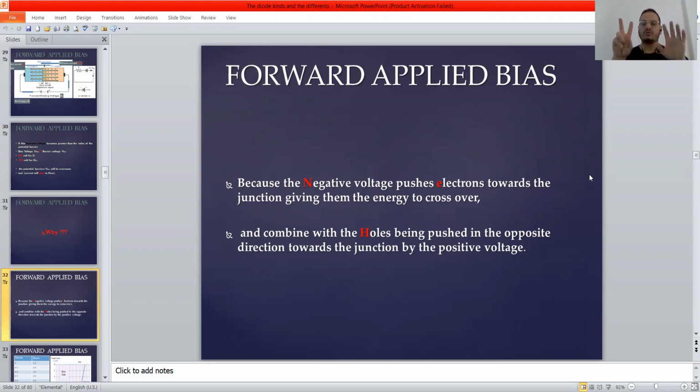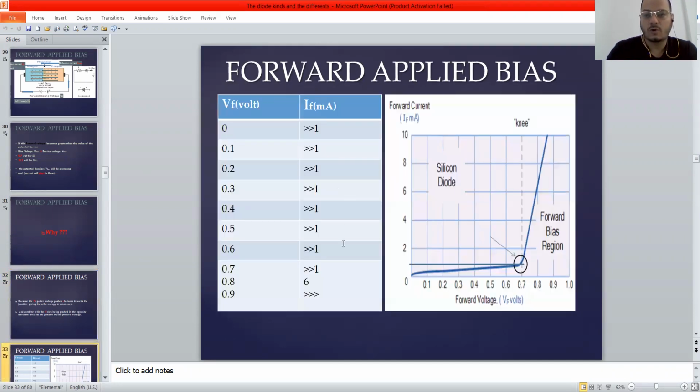That means we have two important coefficients. Number one, the negative voltage will push the electrons to come past the barrier. Number two, the positive voltage gives enough energy to the holes of opposite charge to pass the barrier. Now I take this clip from a video on YouTube.